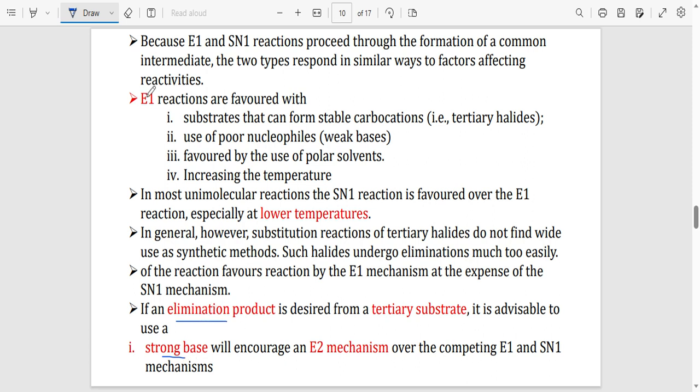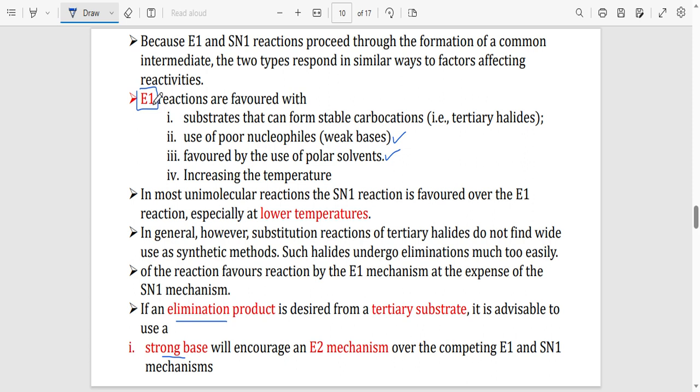So then what are we seeing from here? An E1 reaction is going to be favored when you use a substrate that forms a stable cation, meaning that tertiary substrates will always favor E1. Apart from that, a poor nucleophile will favor E1. Also, a polar solvent. The polar solvent is used in solvolysis. So that is why it is good for E1 and SN1.